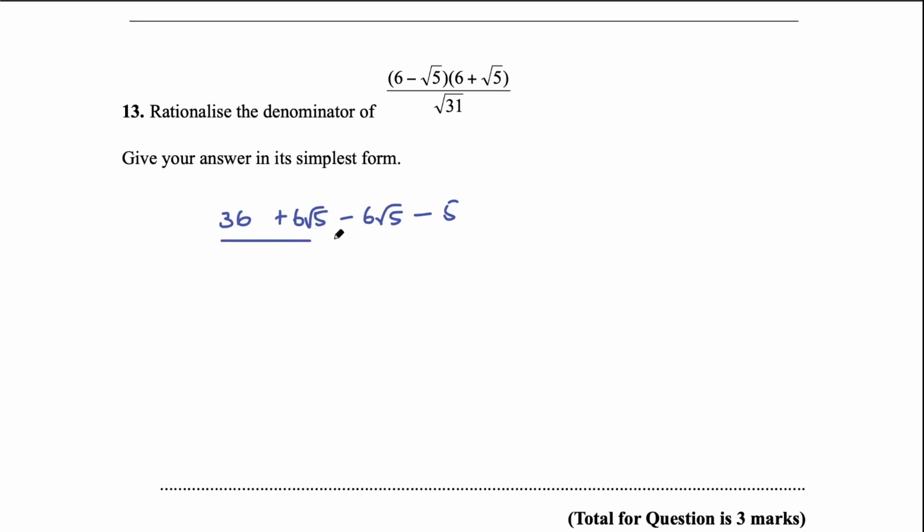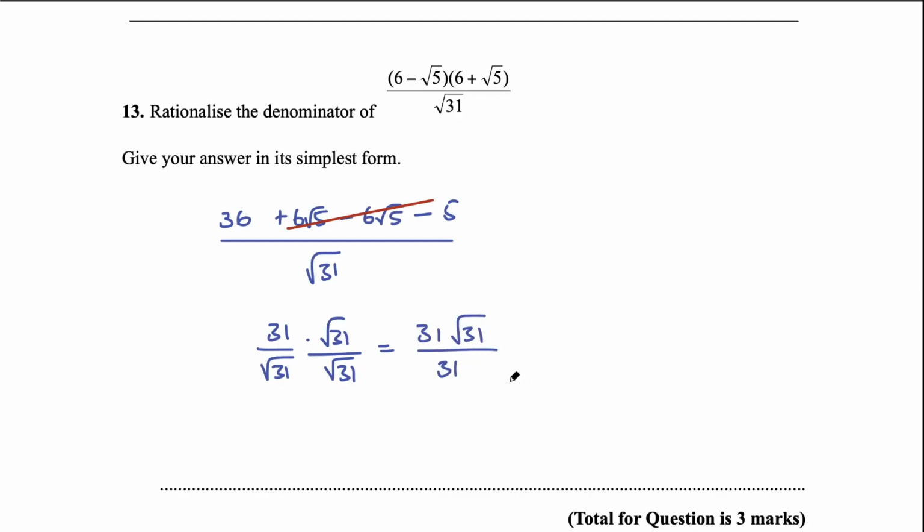And all of this is over square root 31. Then simplify. Well, this plus 6 root 5 take 6 root 5, they will cancel out. And then we'll just be left with 36 take 5, which is 31 on square root 31. Multiply that by square root of 31 over the square root of 31. We would get 31 root 31 over 31. Lots of 31s. They would cancel out, so we would just be left with the square root of 31 in its simplest form. And now 31 is a prime number, so I know that that is in simplest form.